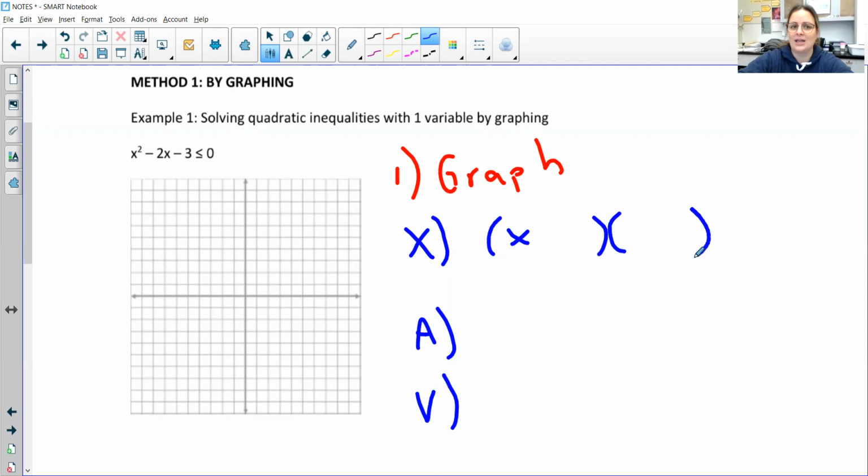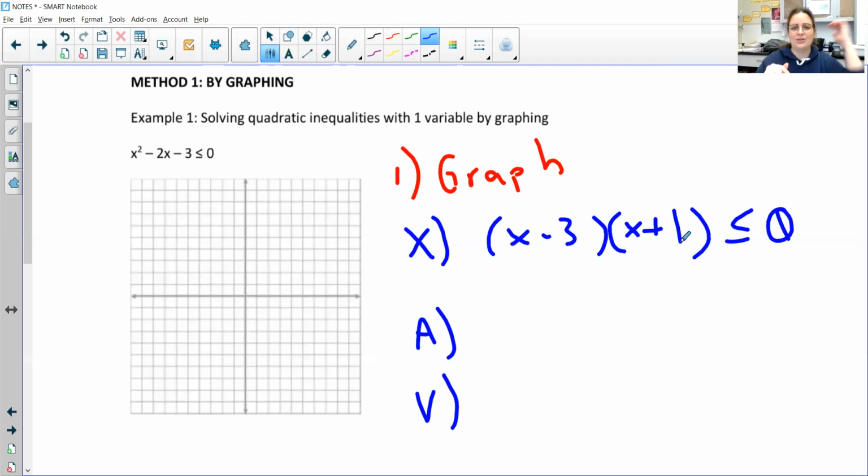And we know it's a quadratic because it has an x squared in it. And it is less than or equal to 0, which is slightly different than when it's less than or equal to y. And I'll explain the difference in a second once we get through this main part. So to factor this, we need two numbers that multiply to -3 and add to -2. Our numbers are -3 and +1.